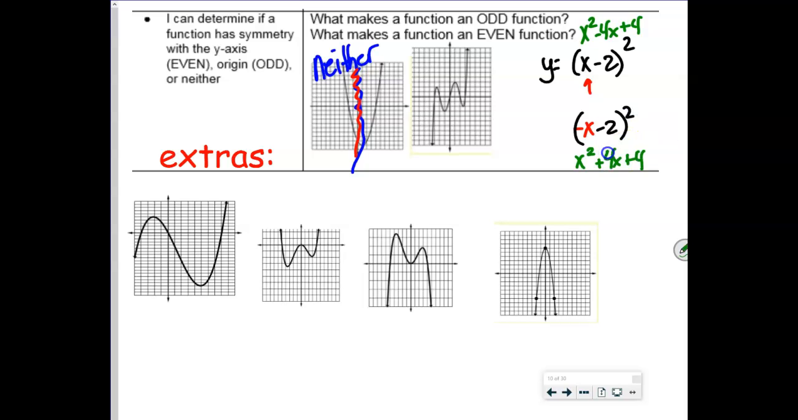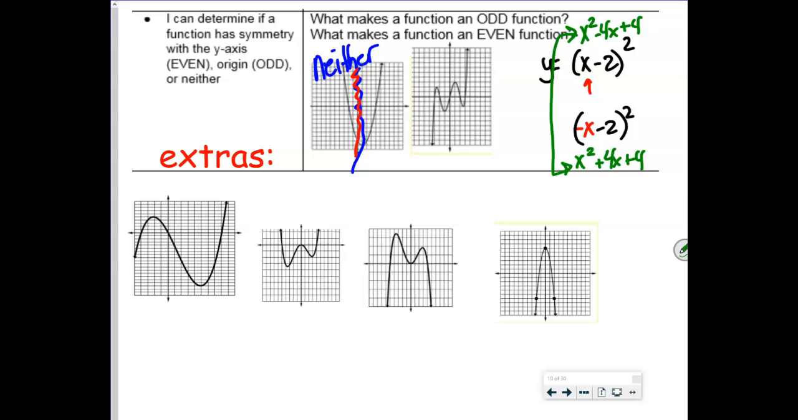And if you compare these two functions, they're not the same, so it's not even. And they're not complete opposites where everything has the opposite sign from the original. So this is a case of algebraic neitherness. The visual symmetry of it is it doesn't have any.